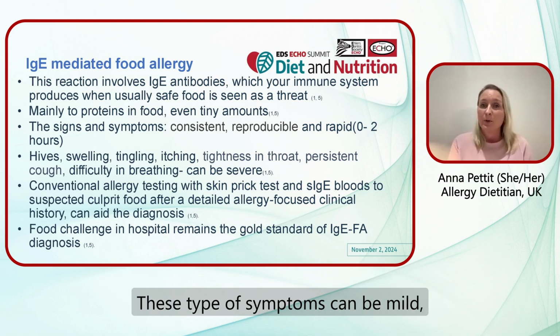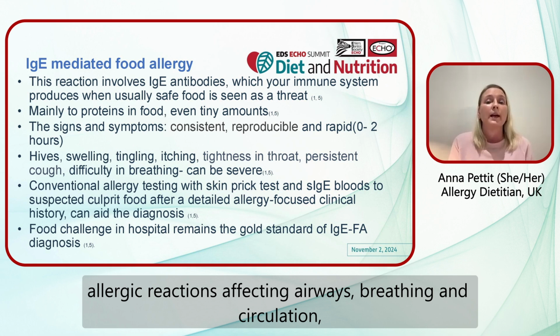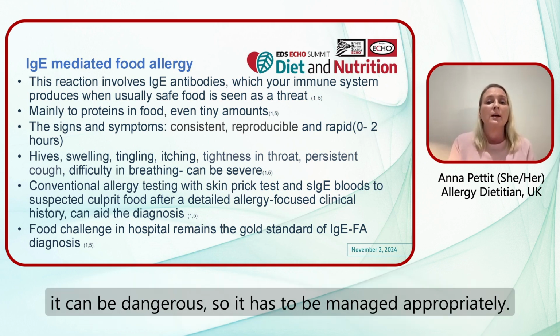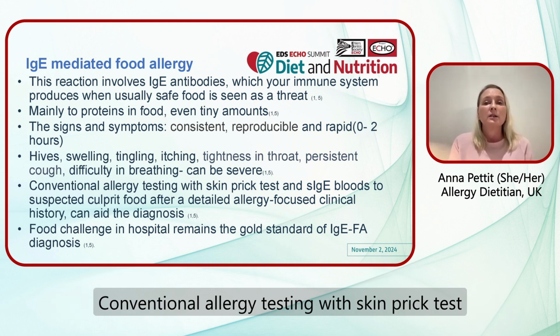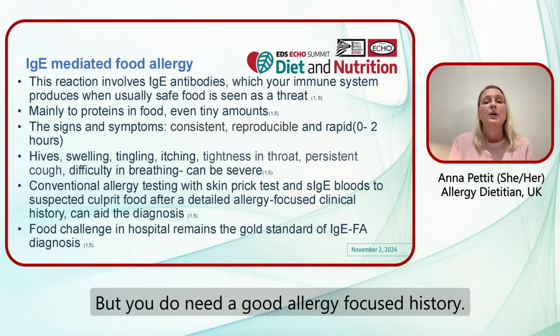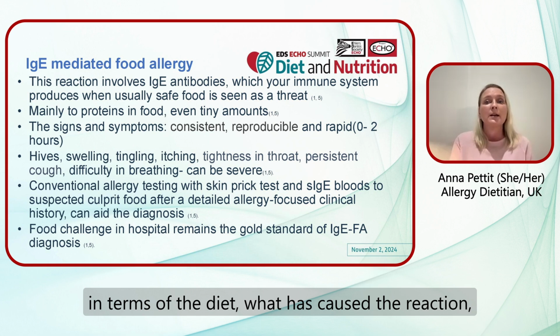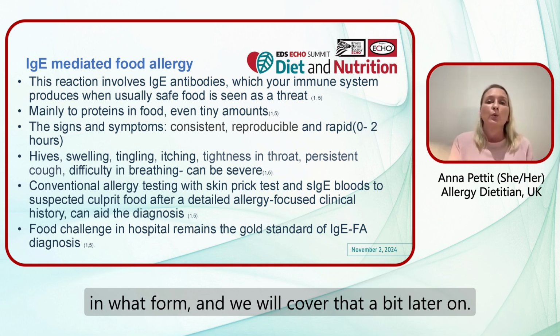These types of symptoms can be mild, but they can also be severe. So in the case of anaphylaxis, for example, which is a severe life-threatening allergic reaction affecting airways, breathing, and circulation, it can be dangerous, so it has to be managed appropriately. Conventional allergy testing with skin prick test and specific IgE blood test can be helpful and can aid the diagnosis. But you do need a good allergy-focused history. You do need to record a few things in terms of the diet, what has caused the reaction, in what form, and we will cover that a bit later on.